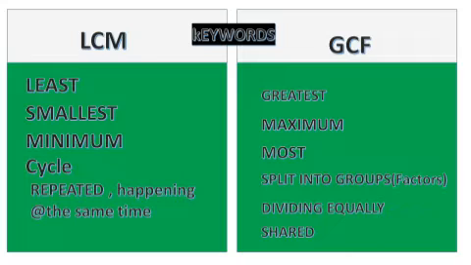Ito ang mga dapat tandaan pag LCM ang gagamitin. Least, smallest, minimum, o parang cycle, o may pattern ng problem, is happening at the same time. Ang GCF naman ay kung meron kang makikitang mga words like greatest, maximum, most, kung may mangyayaring split up or division into equal parts. Ito ay mga kinakailangan para sa GCF.